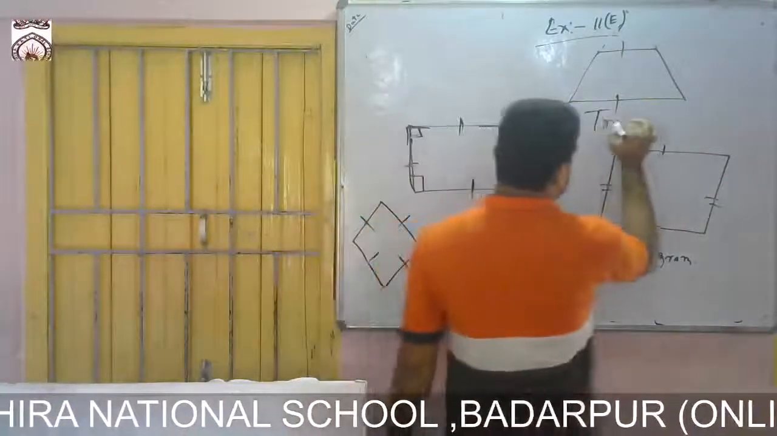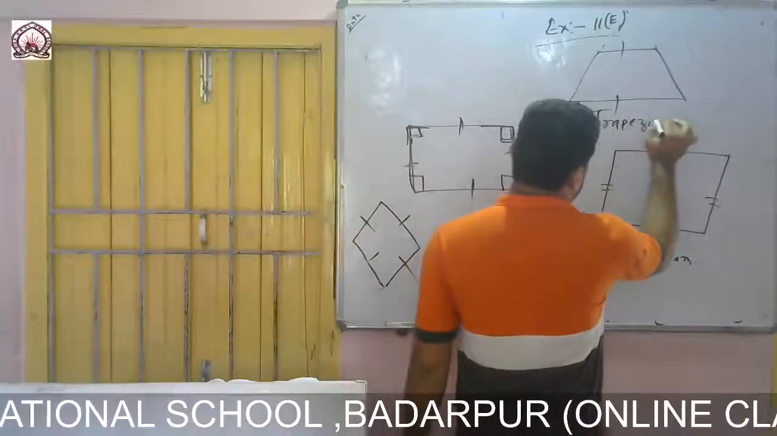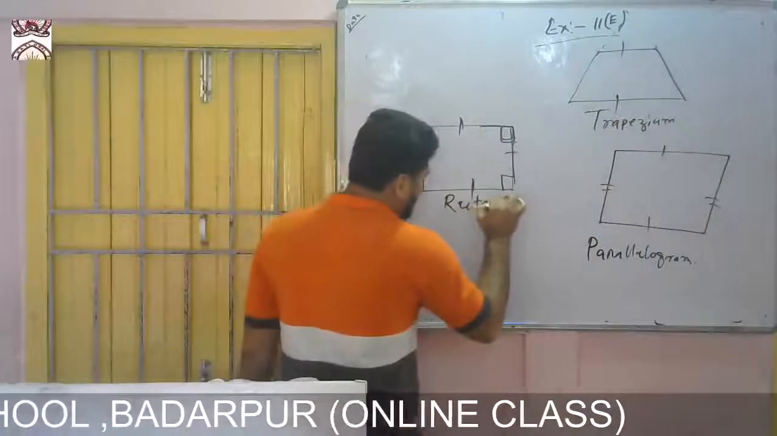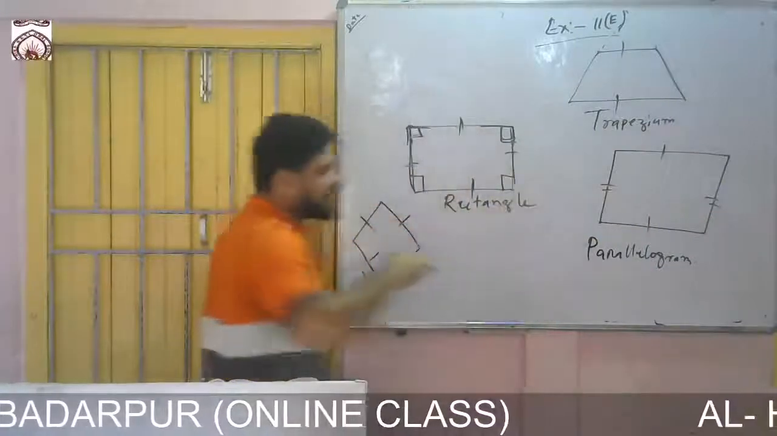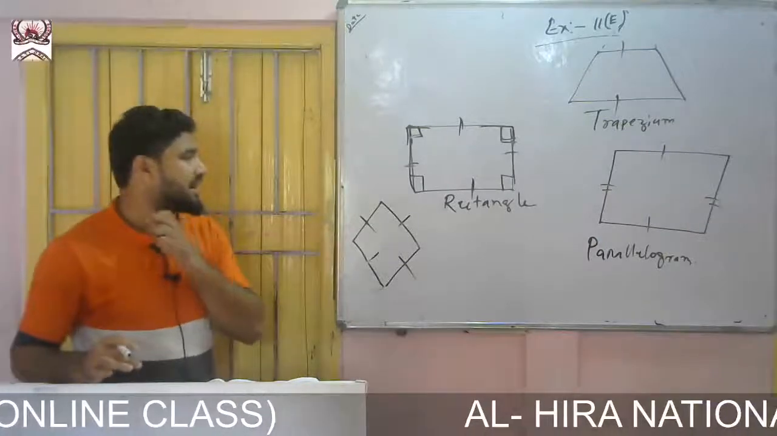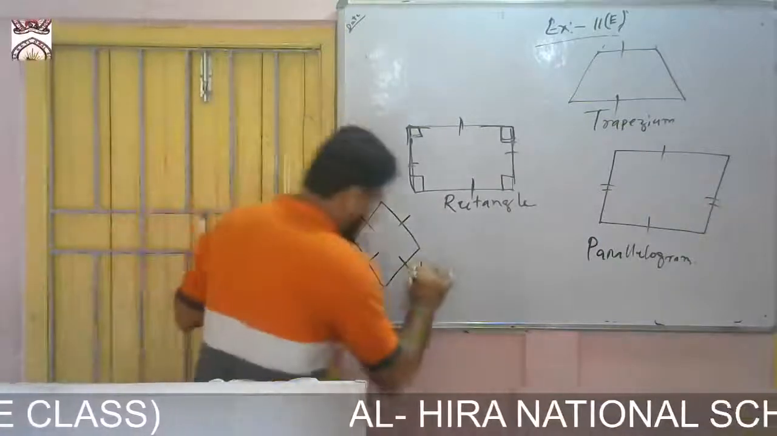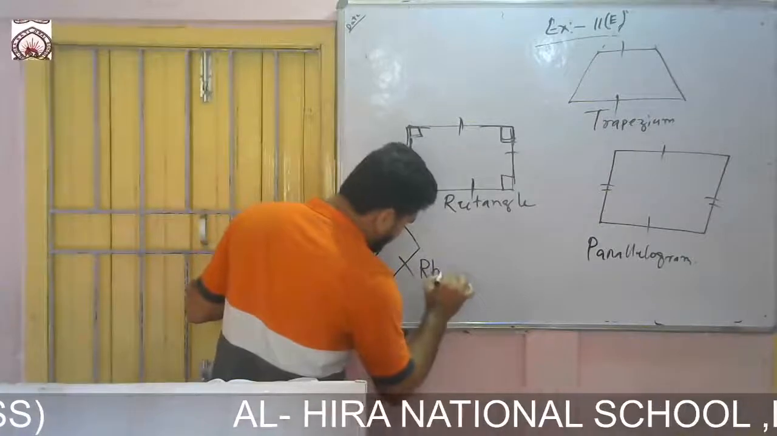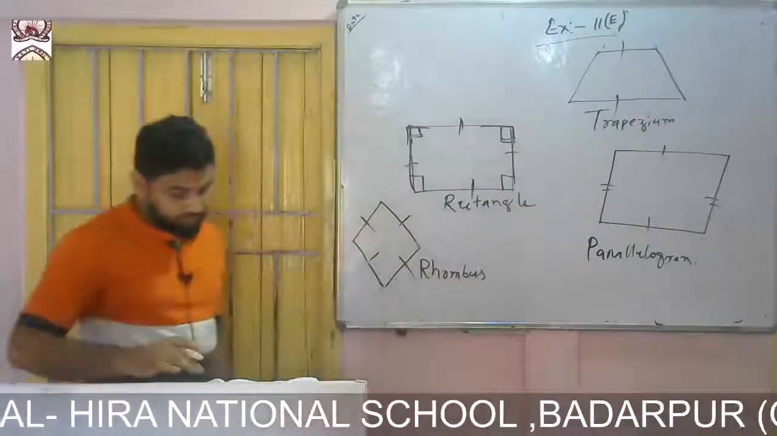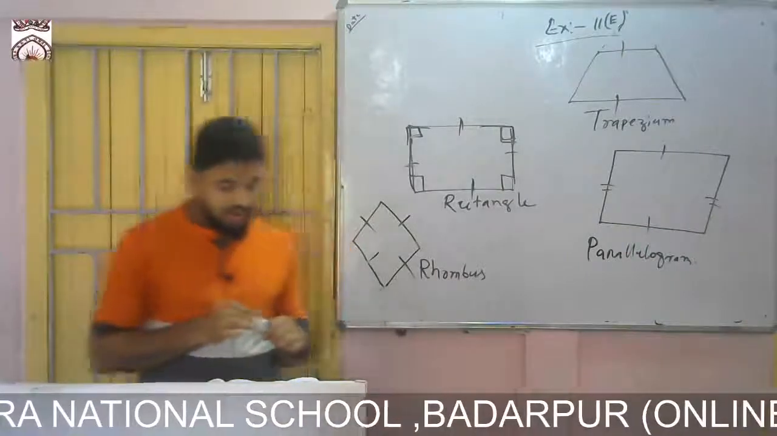So this is a trapezium. This is a rectangle. And these are rhombuses.